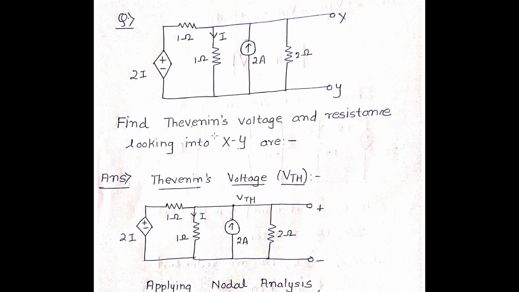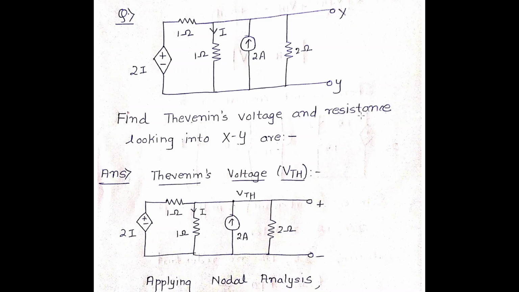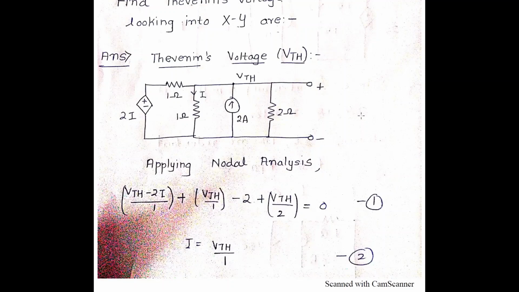So you have to find the Thevenin's voltage and resistance, that is VTH and RTH. So what is the step to find VTH? VTH is basically the voltage across these two open terminals. Since VTH is the voltage across these two open terminals, VTH is common to this 2 ohm resistor and this 2 ampere current source also, because they are in parallel. So applying nodal analysis at this node, we are going to have the nodal analysis formulas.